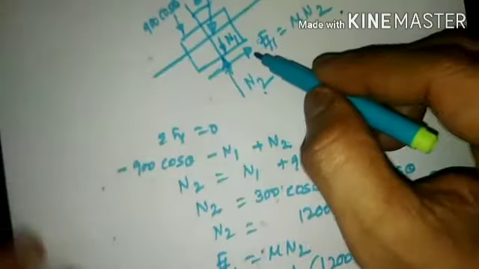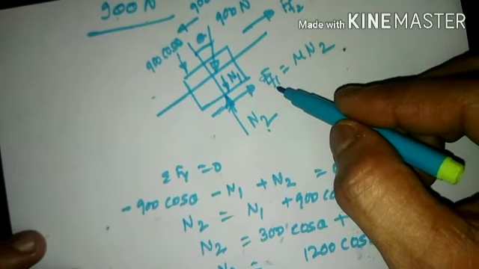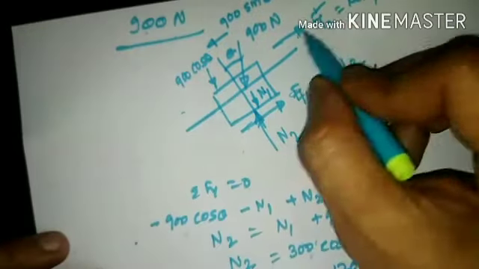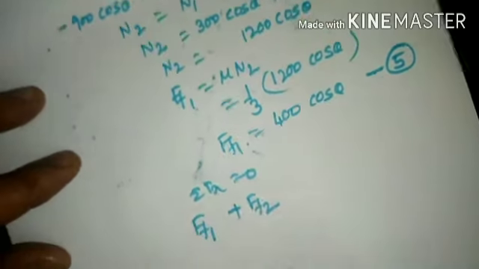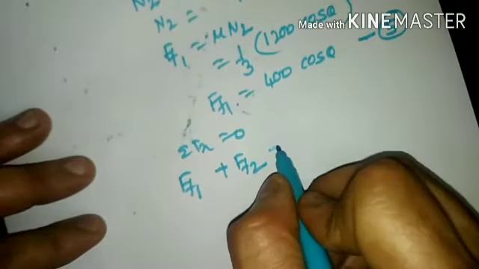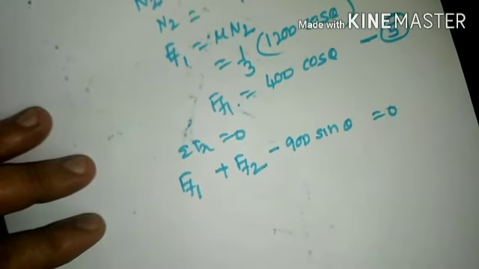So refer back to this particular diagram. If you apply summation Fx is equal to 0, F of F1 is upward, so you are going to write it as positive. Likewise F of F2 is also upward, so you are going to write it as plus F of F2. Because both are upward, you write them as positive. On the other end, 900 sin theta is downward, so you are going to write it as minus 900 sin of theta, that is equal to 0.